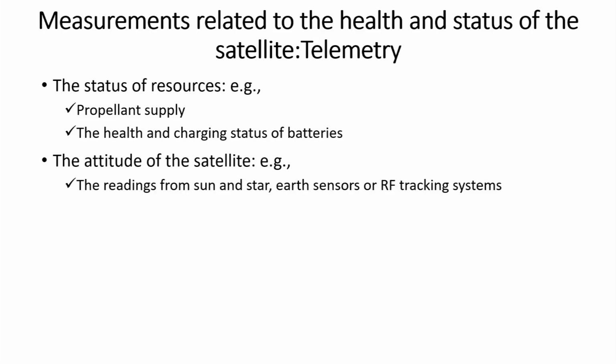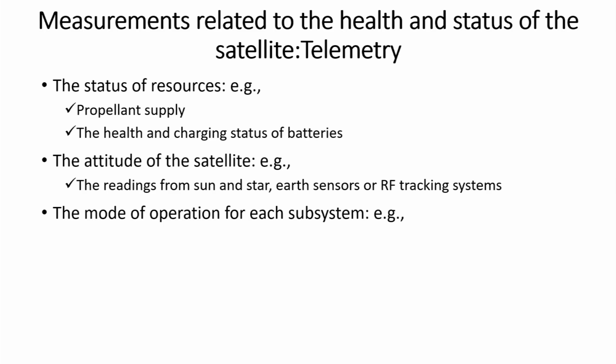Then the attitude of the satellite. Attitude means the orientation. We will explain in the next slide exactly what we mean by attitude. This is the reading from different types of sensors, which I will come to in the next slide. Using those sensors, we know the orientation of the satellite, whether it is in its nominal axis or this axis has rotated. These things are called the attitude. This is also measured by this system.